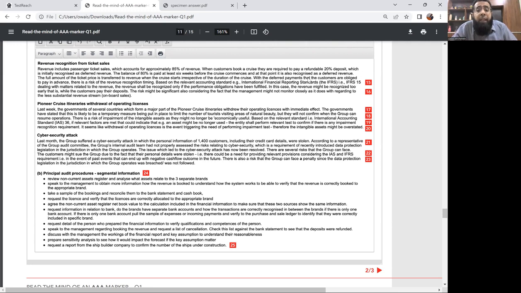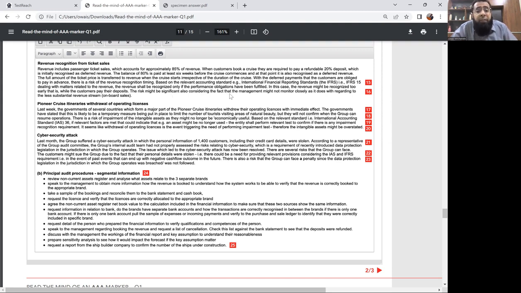With the deferred payment that the customers are obliged to pay in advance, there's a risk of revenue recognition timing. Based on the relevant accounting standard, International Financial Reporting Standard, IFRS 15, dealing with matters relating to revenue, revenue shall be recognized only if the performance obligation has been fulfilled. In this case, revenue might be recognized too early, that is when the customers pay their deposit. It is clearly written in the question that they are recognizing deposit as deferred revenue. Why are you commenting on the deposit thing?